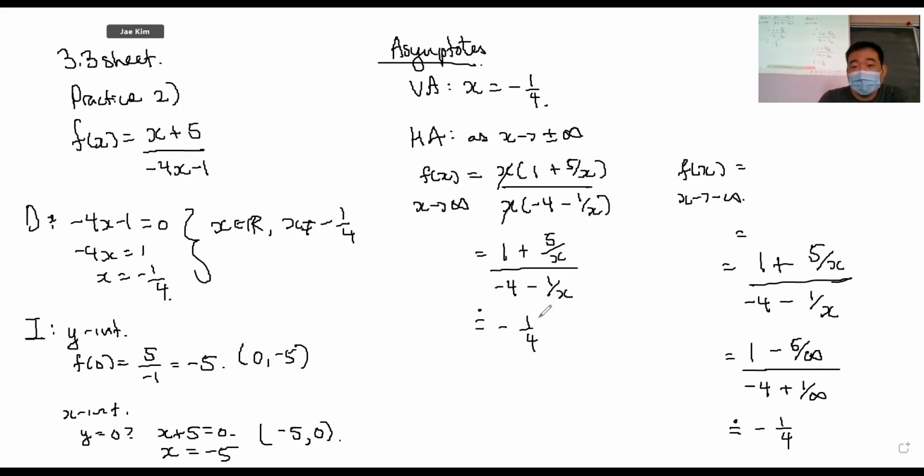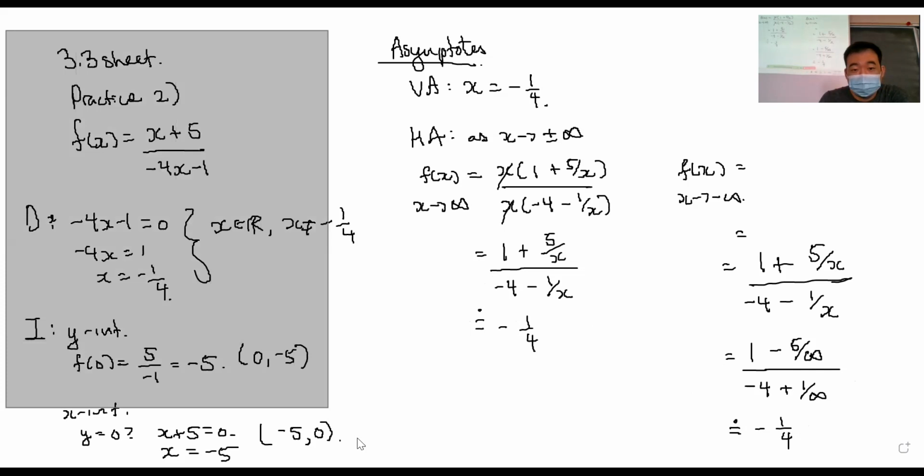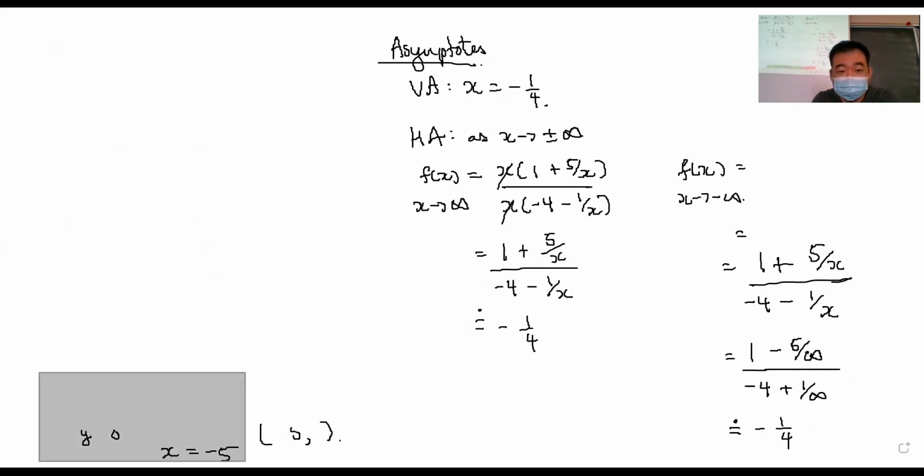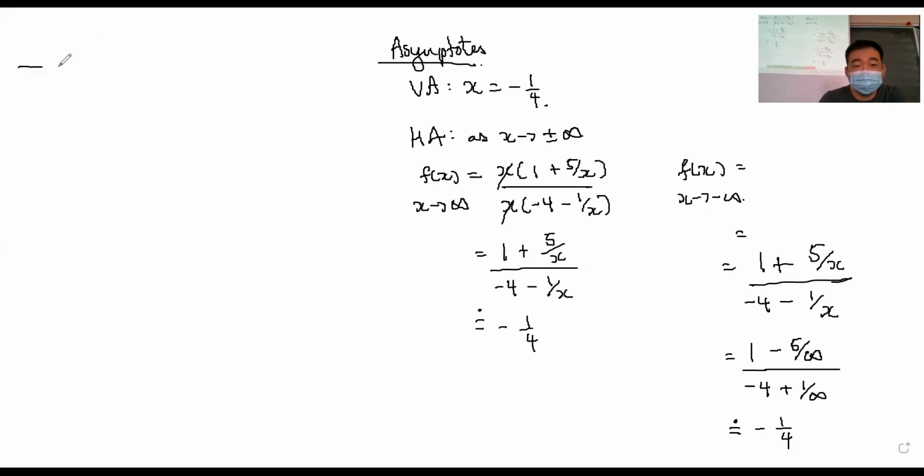From there, I also want to do the chart to see which parts of this graph are going to be positive or negative. So excuse me while I get rid of this. This equation has, let's see, my vertical asymptote is negative 1 over 4. My x-intercept is negative 5. So some stuff is happening there. Bless you. I have x plus 5.